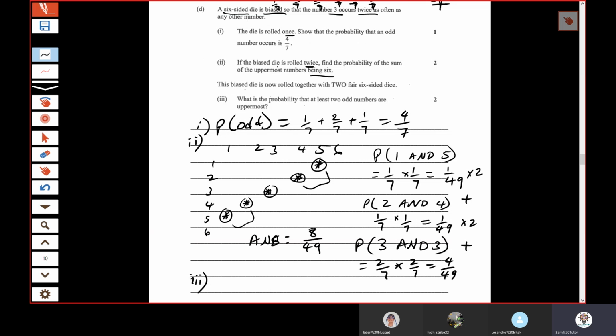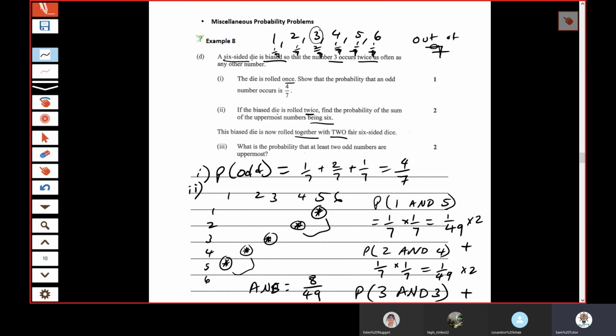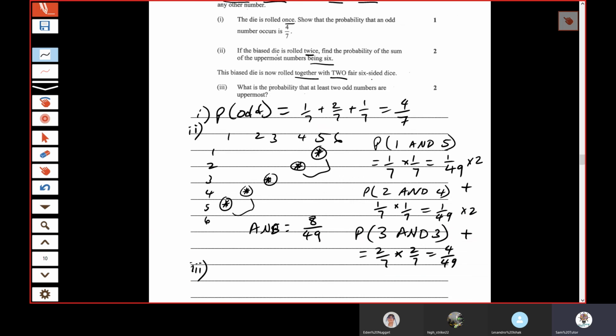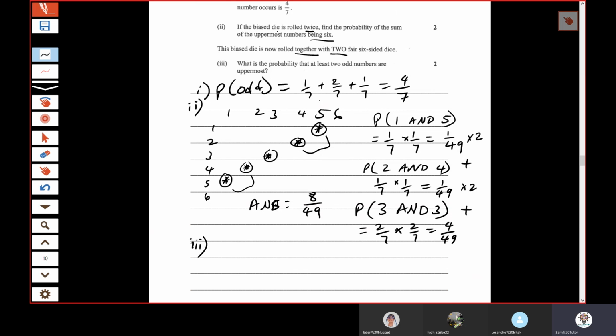Triple A. This biased die is now rolled together with two fair six-sided dice. All right, so this biased die is now rolled together with two fair six-sided dice. Okay, together. What is the probability that at least two odd numbers are uppermost? So how many dice altogether? We've got three, right? Just one biased die and another two, so that's three dice.